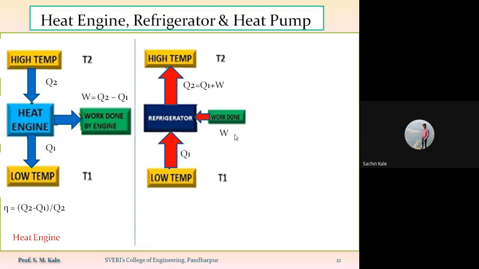So the correct answer is that the temperature of the room will slightly go on increasing. Why? What is the answer? If you see here, Q1 is nothing but, what is the meaning of Q1?